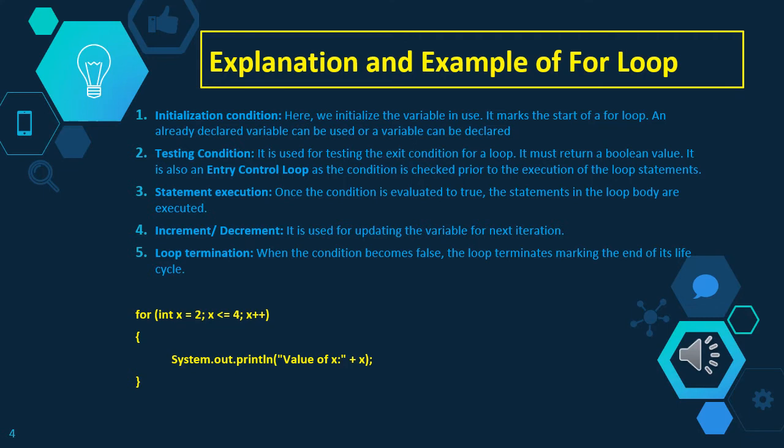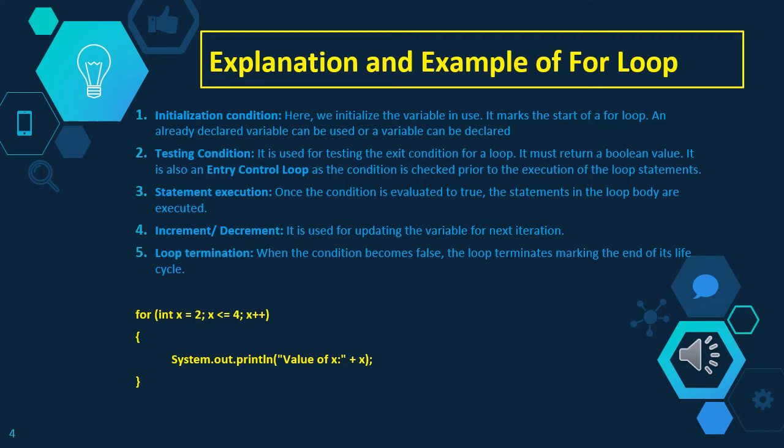It is also called an entry control loop as the condition is checked prior to the execution of the loop statements. Statement execution: once the condition is evaluated to true, the statements of the loop body are executed. Increment and decrement: it is used for updating the variable for the next iteration. Loop termination: when the condition becomes false, the loop terminates, marking the end of the life cycle of the for loop.